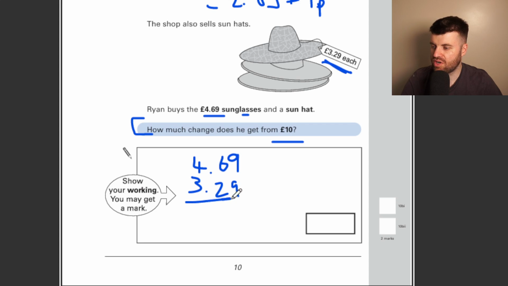So again, just use column method, especially where it says show your working, because you might get a mark. Very important. 9 plus 9 is 18. 6 plus 2 plus 1 is 9. 4 plus 3 is 7. And now I'm going to do my counting on.